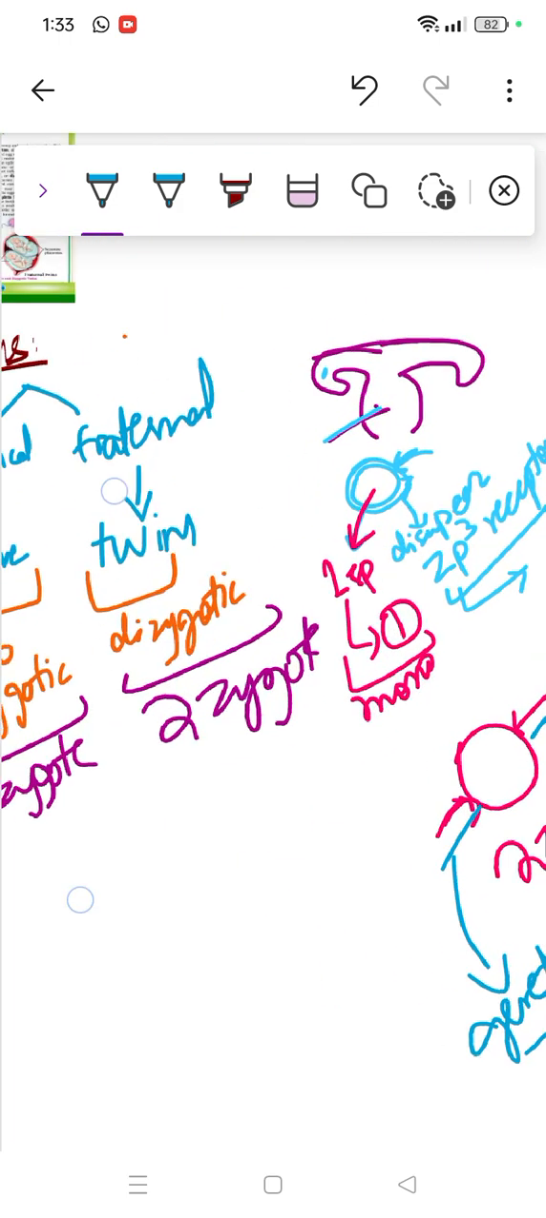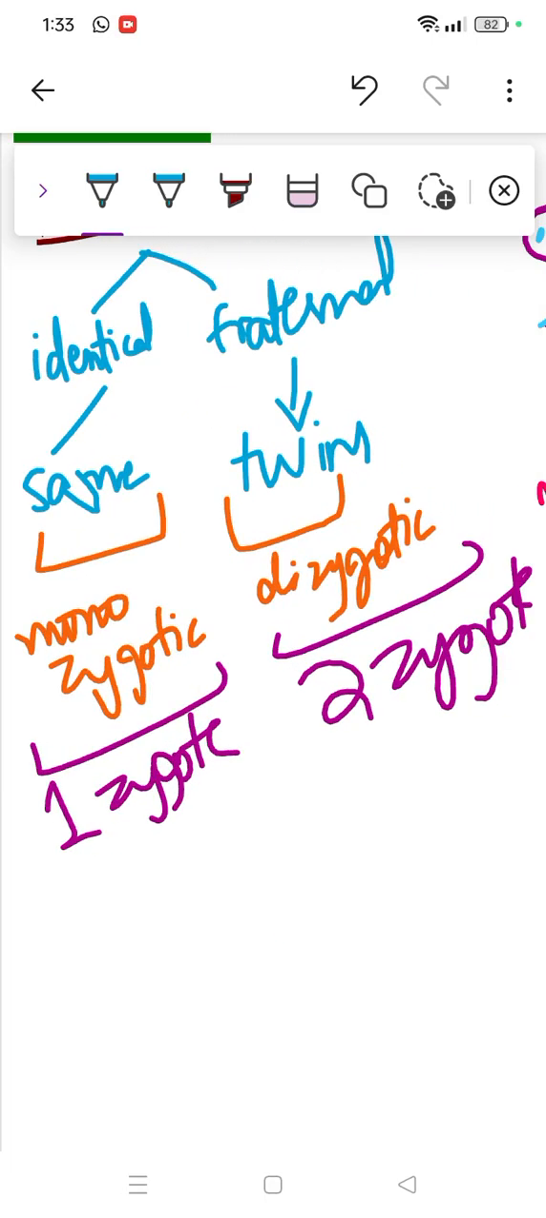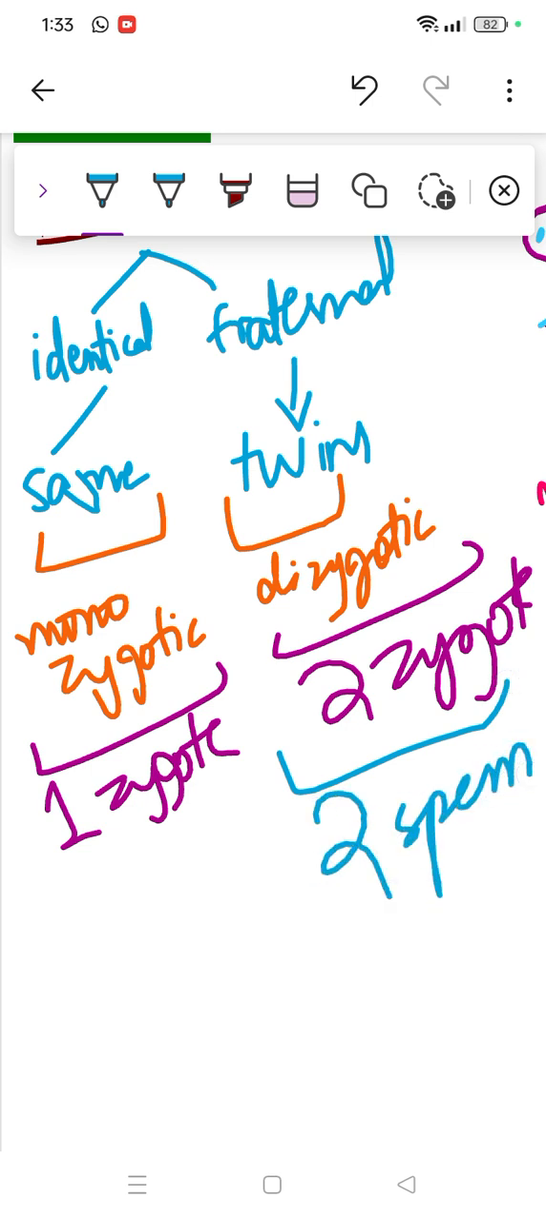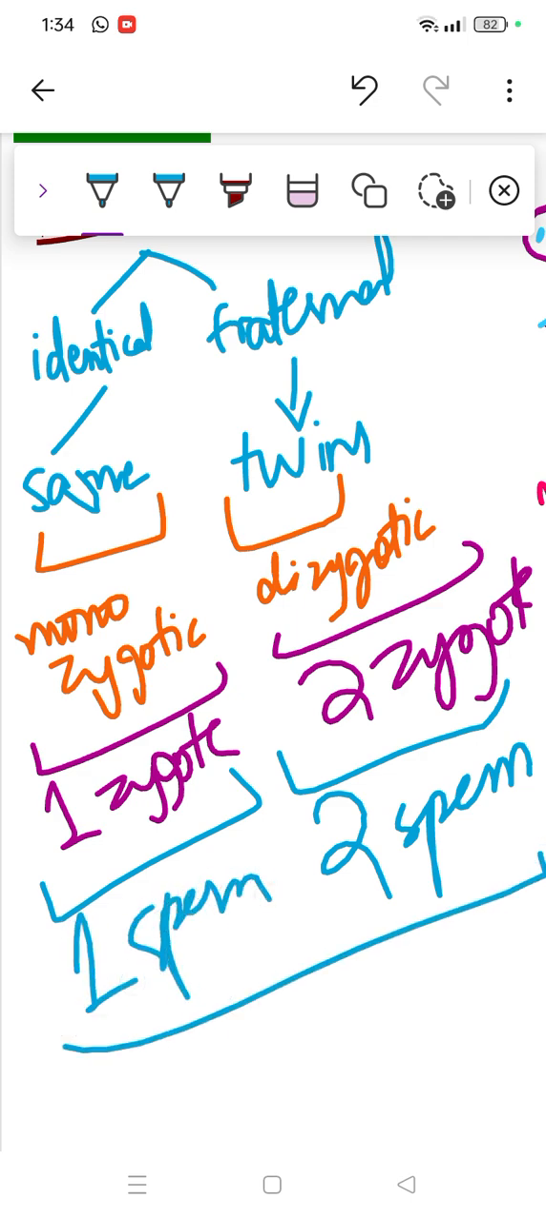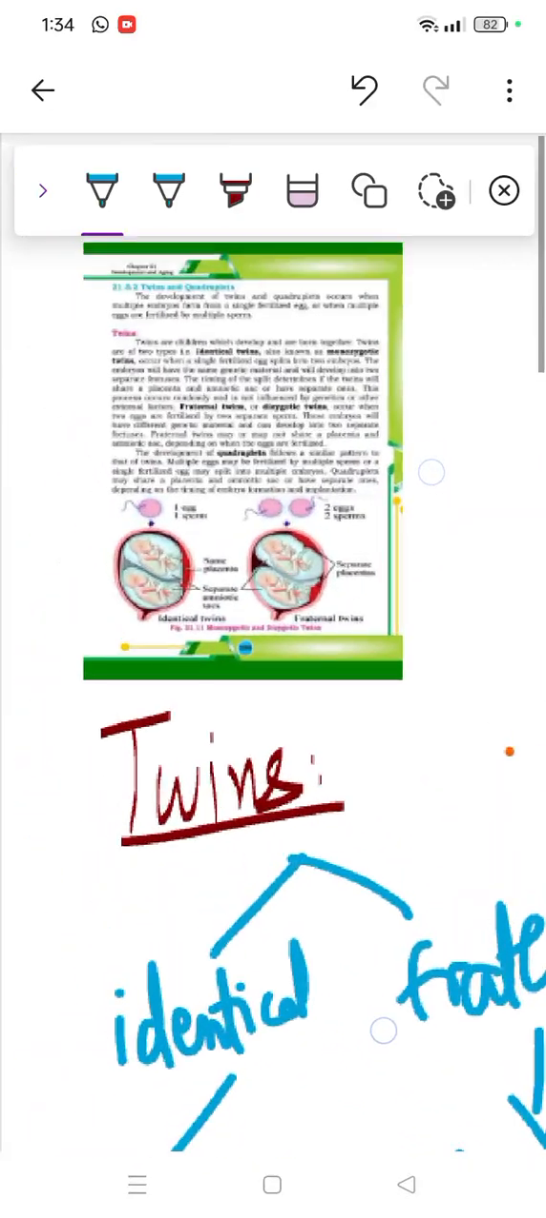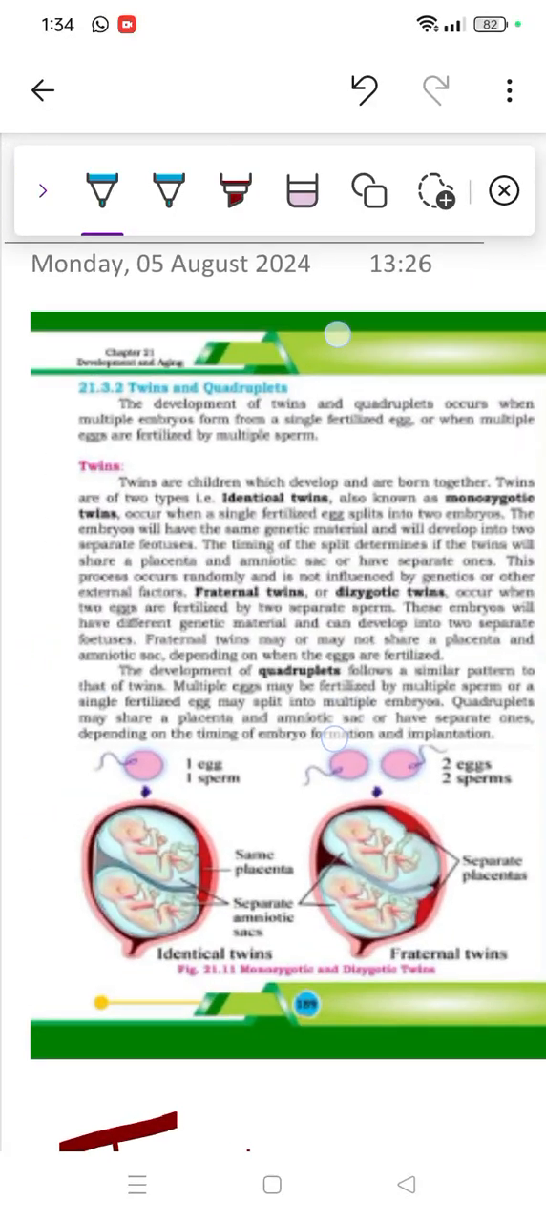So here come monozygotic and dizygotic. I hope it is very clear. When two sperm get fused, that's called dizygotic, two sperm at a time. With one zygote, one sperm gets fused. I hope it will be clear. Now let's see what's written in the book. Okay, I hope it's clear.